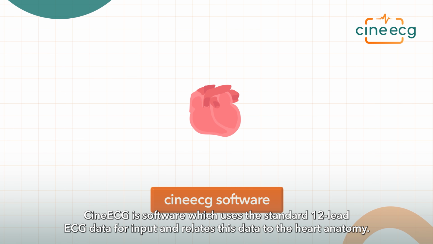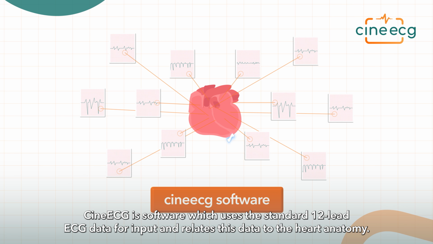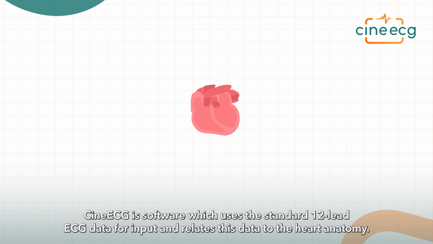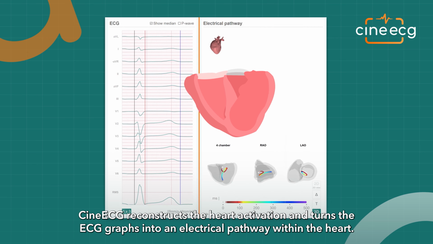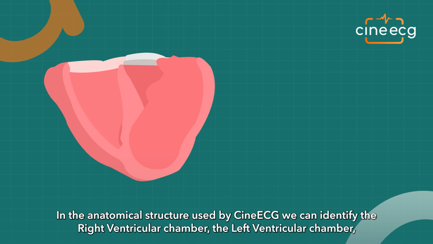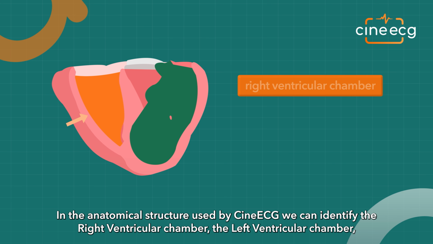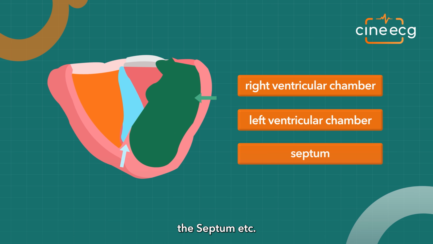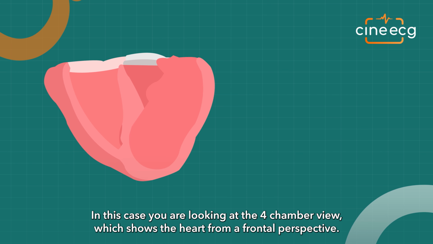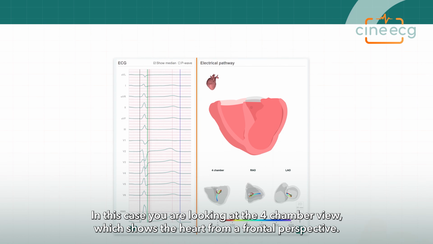CineECG is software which uses the standard 12-lead ECG data for input and relates this data to the heart anatomy. CineECG reconstructs the heart activation and turns the ECG graphs into an electrical pathway within the heart. In the anatomical structure used by CineECG, we can identify the right ventricular chamber, the left ventricular chamber, the septum, etc. In this case, you're looking at the four-chamber view, which shows the heart from a frontal perspective.